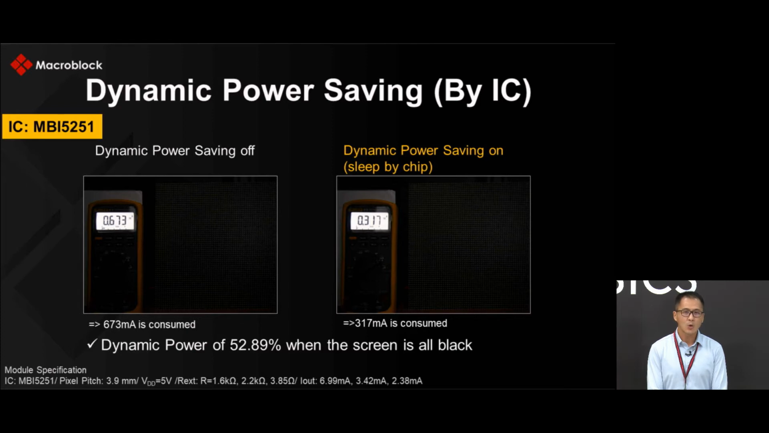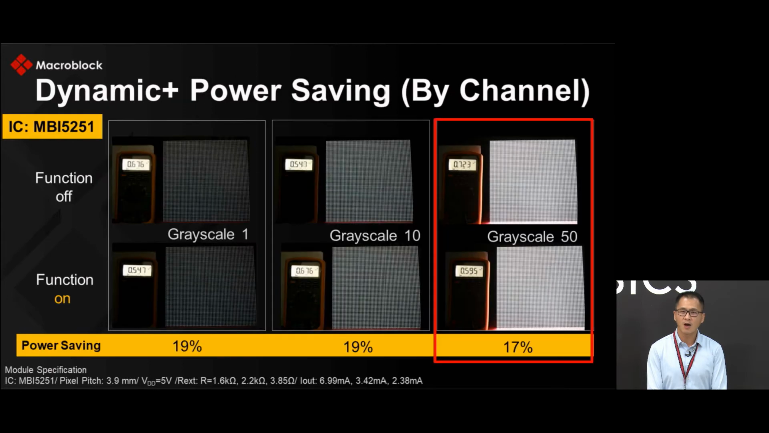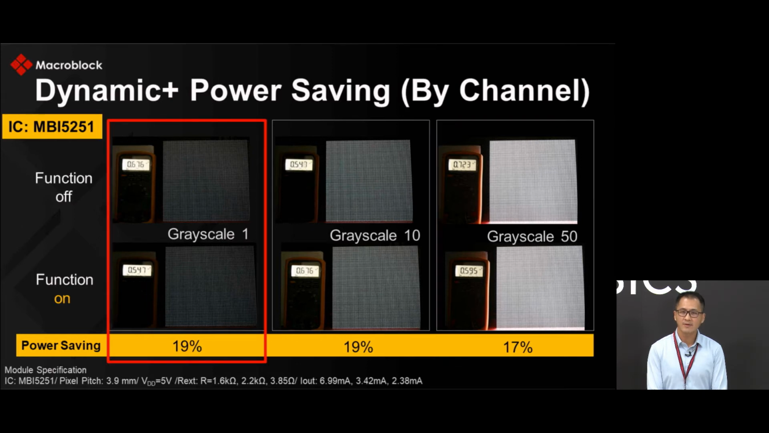And yet, we have dynamic plus power saving, which is an upgraded version of dynamic power saving. It can save power by output channel. When grayscale level is 50, dynamic plus power saving can save 17%. When grayscale level is 1, dynamic plus power saving can save more, 19%. So, if the grayscale is getting lower, dynamic plus power saving can save more power.